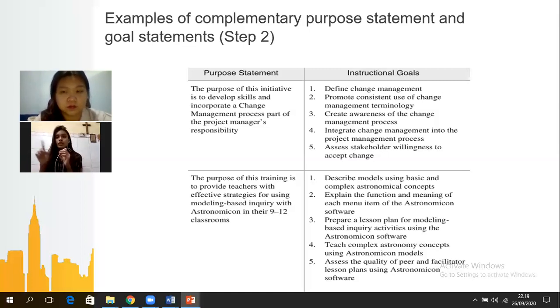For example, the instructional goals are to define change management, promote consistent use of change management terminology, create awareness of the change management process, integrate change management into the project management process, and the fifth one, assess stakeholder willingness to accept change. So the purpose is to achieve the same goals. That's the example. Then next.